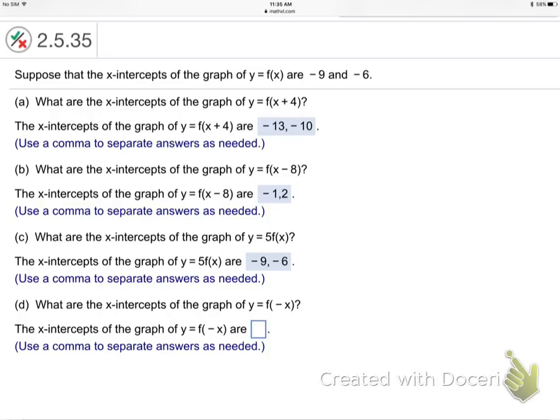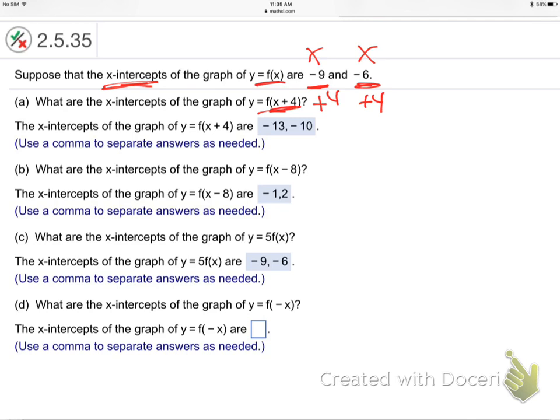So 15. All right, so basically they're giving me a couple points. Those are both x-intercepts, right? And they're saying, hey, okay, they're on f of x. Now we're going to do stuff to it. So what did they do there? They added 4 to x. These are both x values. So should I add 4 to both those guys?